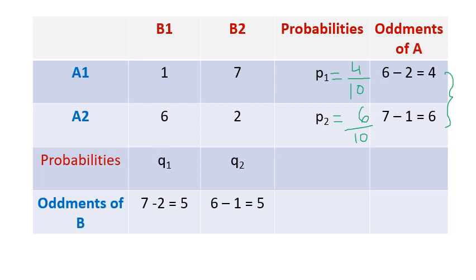Similarly, Q1 here will be this 5 divided by 5 plus 5, that is 10, so 5 by 10. And similarly, Q2 will also be equal to this 5 divided by 5 plus 5, which is 10. So your P1 will be equal to 4 by 10, that is 0.4. P2 will be equal to 6 by 10, that is 0.6. Similarly, Q1 will be equal to 5 by 10, that is 0.5. Q2 will be equal to 0.5. Correct? So this is how you find out the probability values and the oddment values in a mixed strategy 2 into 2 problem.